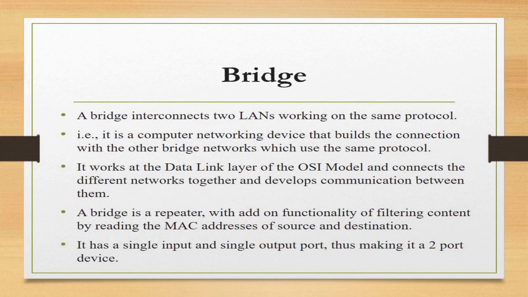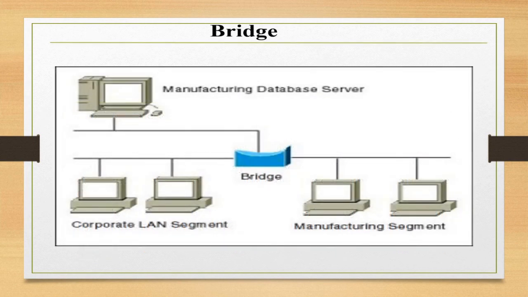Next device is bridge. A bridge interconnects two LANs working on the same protocol. A bridge is a device that builds the connection with the other bridge networks which use the same protocol. It works at the data link layer of the OSI model and connects the different networks together and develops communication between them.